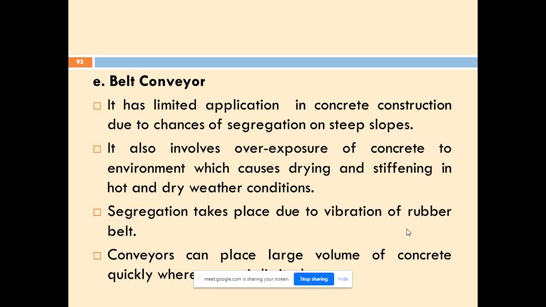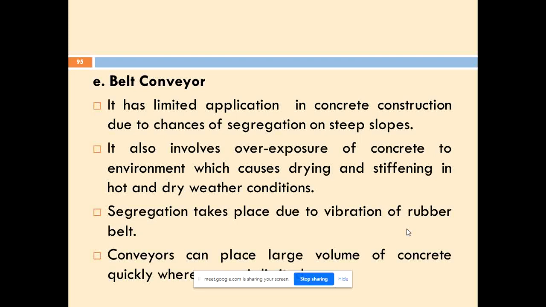Why? Because due to the steep slope, there is a chance of segregation, and also the belt is conveyed over wheels, so there are more chances of segregation because of the vibration in it. Also, since more concrete will be exposed to the environment, there are more chances of the concrete drying, especially in hot dry conditions. Since the concrete is exposed over a long stretch, there are more chances of it drying. That is also one of the other disadvantages of a belt conveyor.